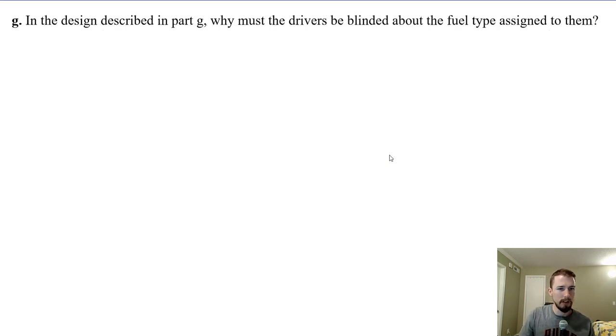All right, in the design described in part G, it's not part G, it was part F. I think I fixed that on yours. But why must the drivers be blinded about the fuel type assigned to them? Well, if you told me I had premium gas, I might floor it more. I might try to have fun with more horsepower or something like that. Or if I wanted to skew the results and I knew what type I was using, let's say I wanted people to buy premium because I have stocks in gasoline, or petrol, however you call it, then maybe I would report things differently and try to skew the results. So it's important that they don't know what type of fuel they have, so that they don't change the way that they drive and then bias our results towards one thing or the other.